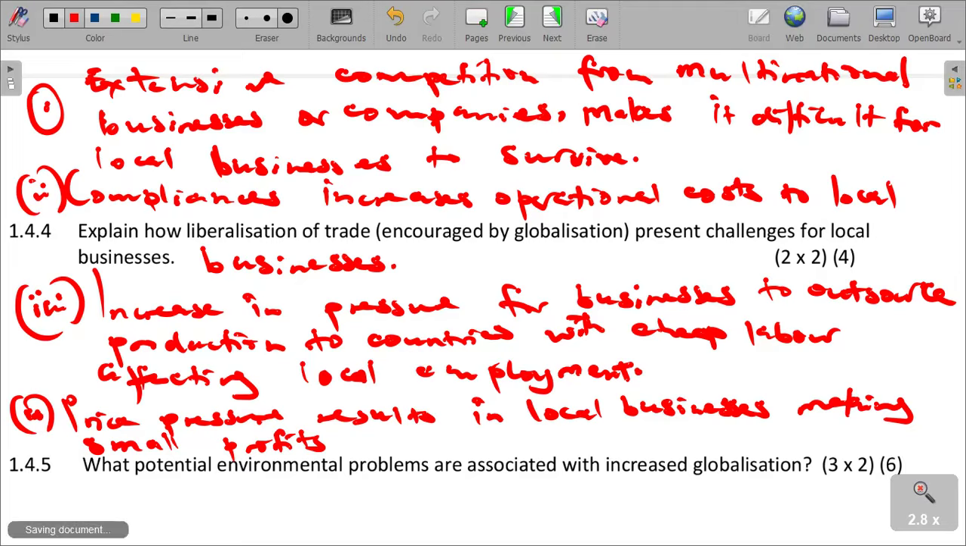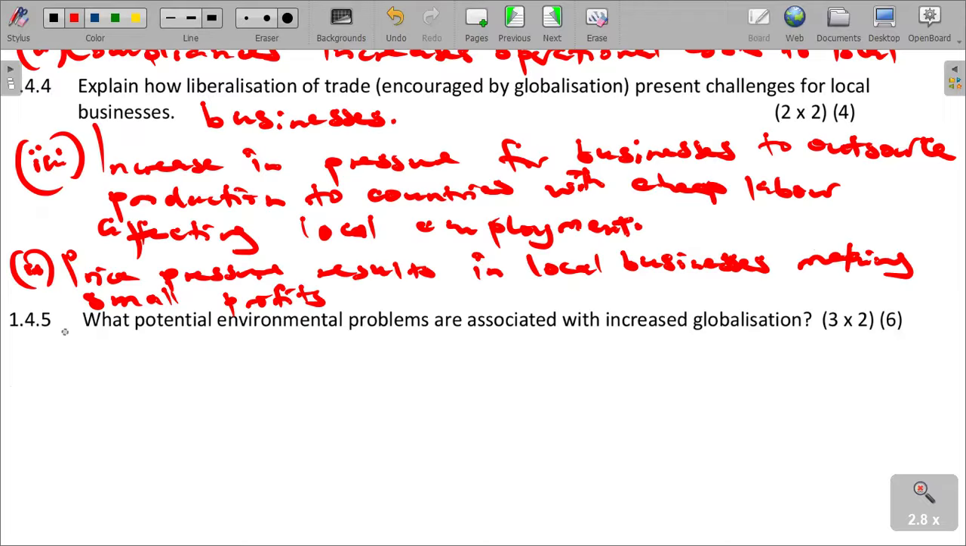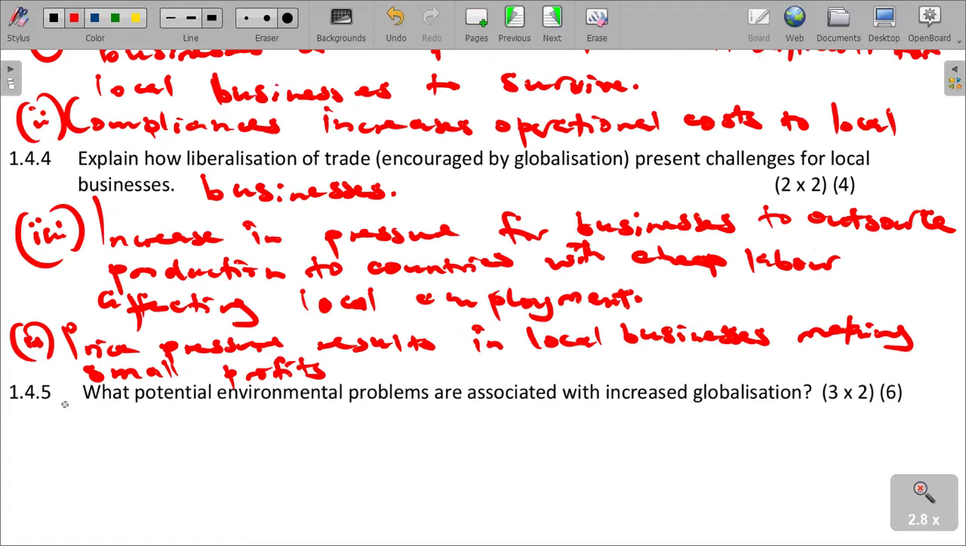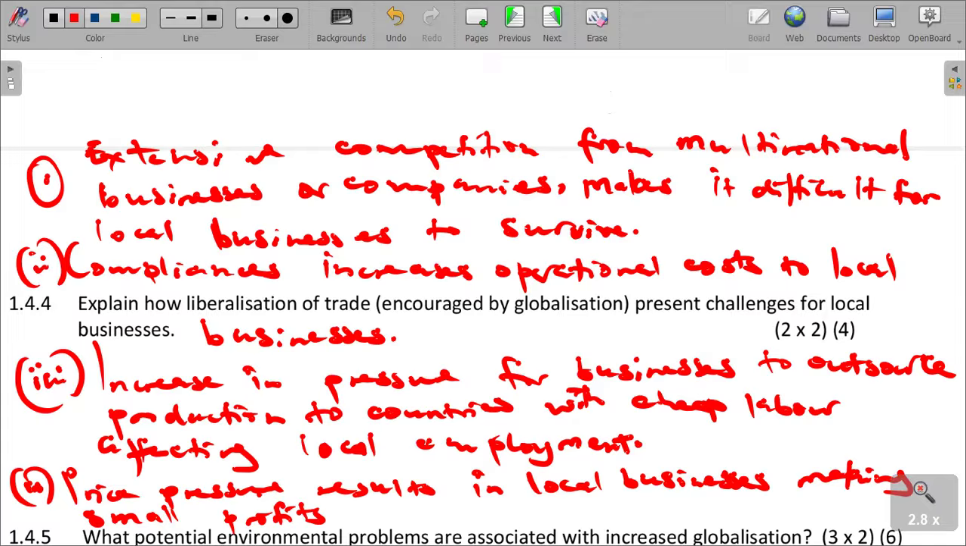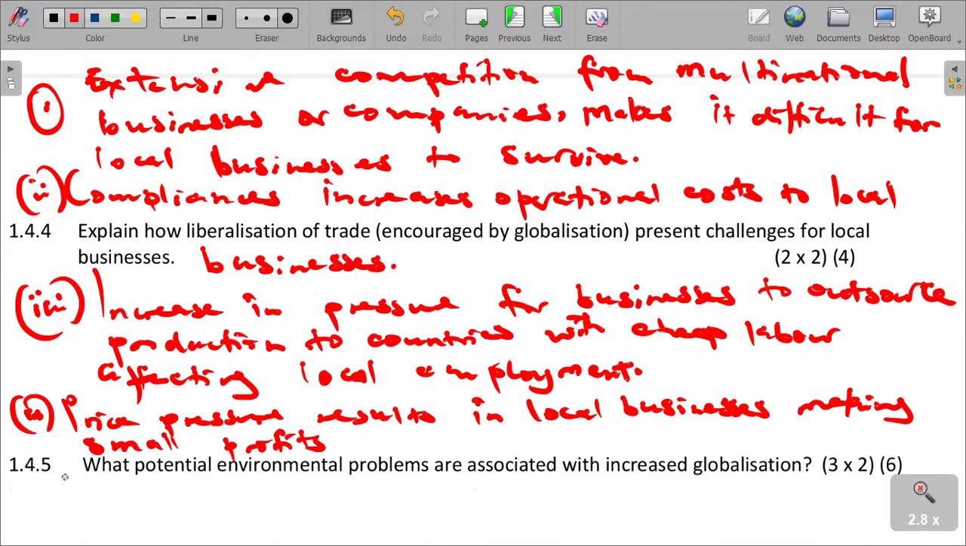International businesses put pressure on local businesses so that they make small profits, because they are producing at high cost but selling at lower prices, which finally affects their profit returns. So all those are problems impacting local businesses.